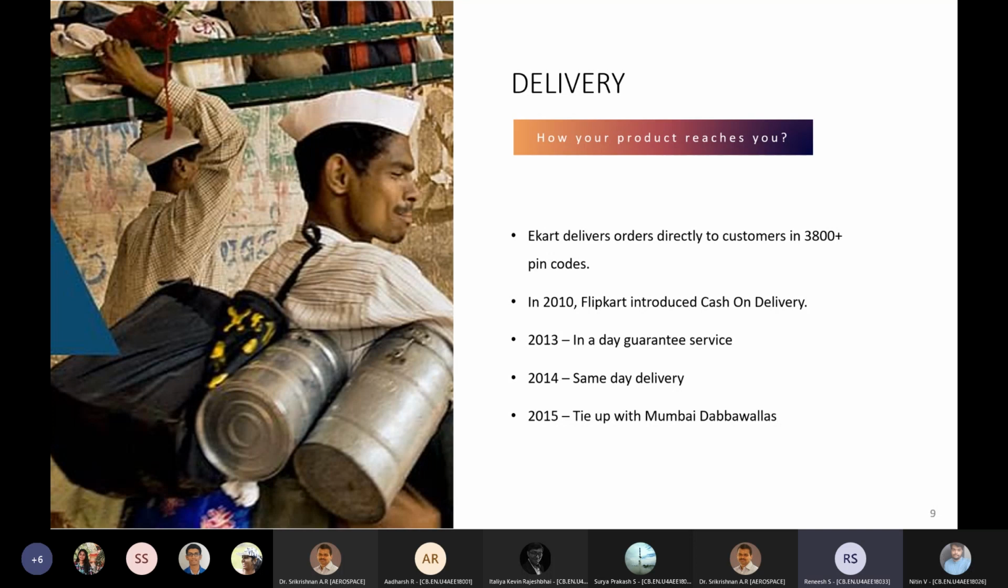These Mumbai Dabbawalas usually know every customer's address, both home addresses and office addresses. They take the lunches, dinners, everything from the customer's home to their offices or wherever they work. This was the work of the Mumbai Dabbawalas. Flipkart used the potential of these Dabbawalas to deliver their products in Mumbai. So these are the things about the logistics and fulfillment centers of Flipkart.